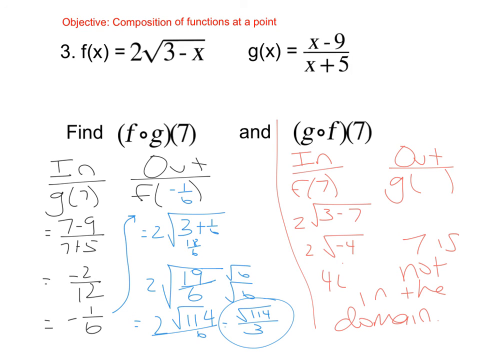Right? We don't deal with imaginary numbers when we're talking domain and range. 7's not in the domain, so we're just going to stop and say there's no solution, right? No real solution.